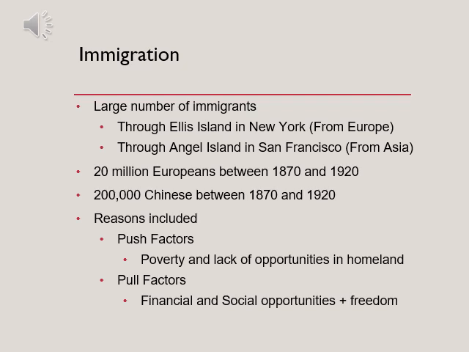Recapping our immigration lessons up to this point, a large number of immigrants either came through Ellis Island in New York, mostly from Europe, or they came through Angel Island in San Francisco, mostly from Asia. Around 20 million Europeans arrived in America between 1870 and 1920, and just over 200,000 Chinese arrived in America between 1870 and 1920. Many of those reasons, the push factors for those immigrants to leave their country, were poverty and a lack of opportunities in their homeland. And the pull factors for wanting to come to the United States were financial and social opportunities as well as freedom.